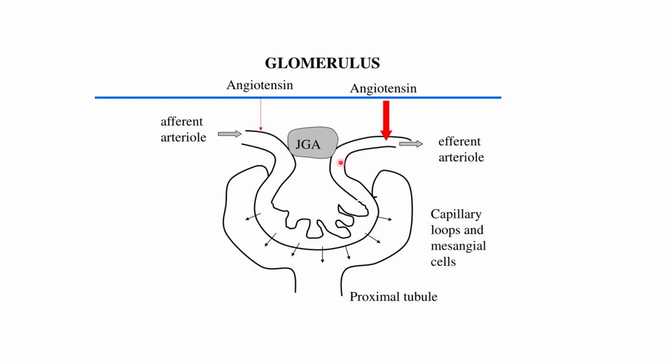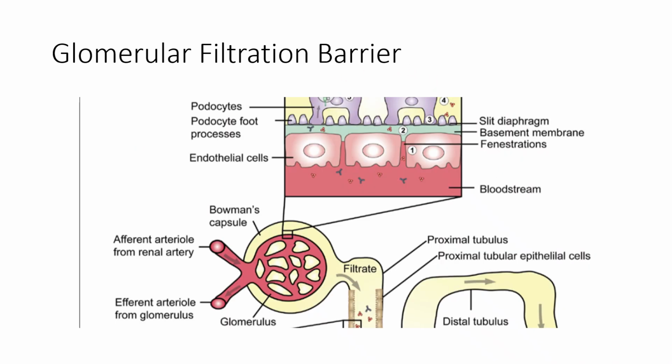So again, this diagram is also showing the same thing: the width of this arrow represents the density of the receptor and the action. So angiotensin 2 acts on both the afferent and efferent arteriole. However, the action is far greater on the efferent arteriole.